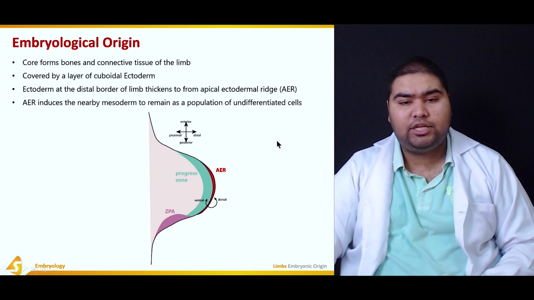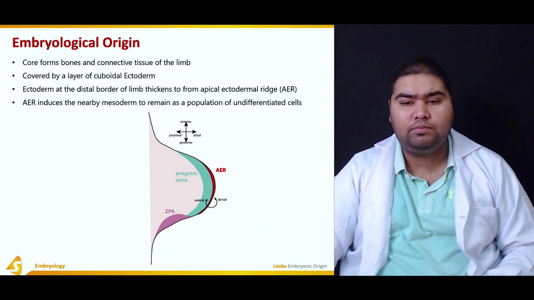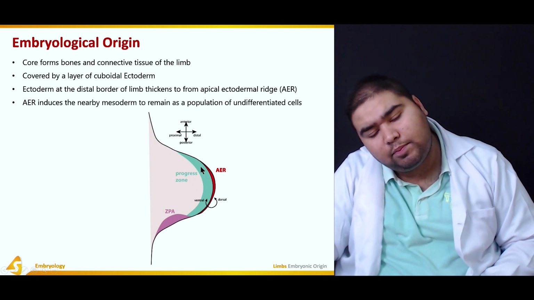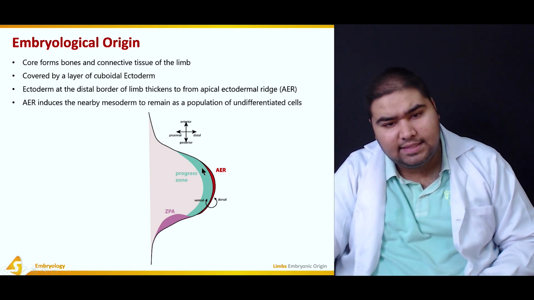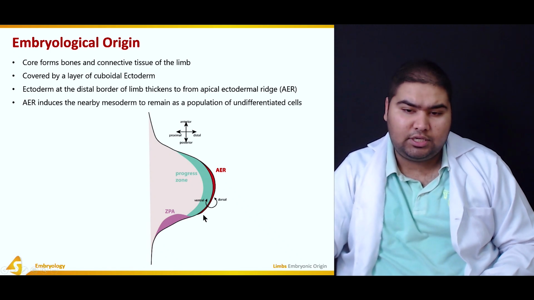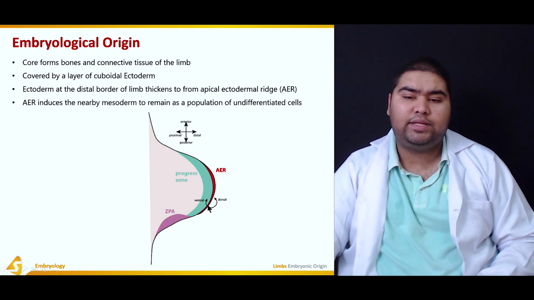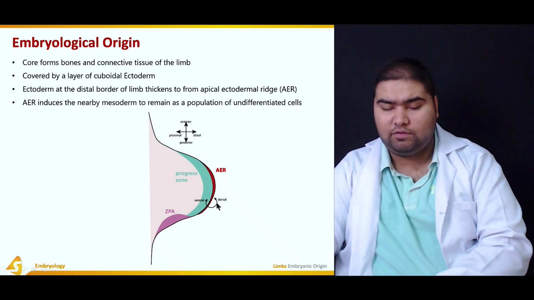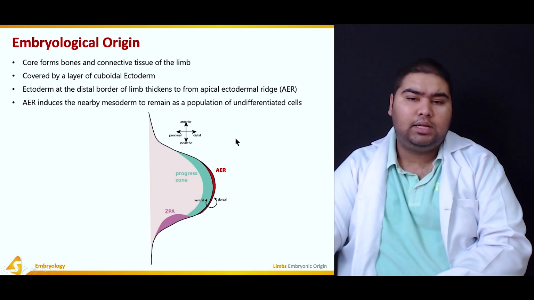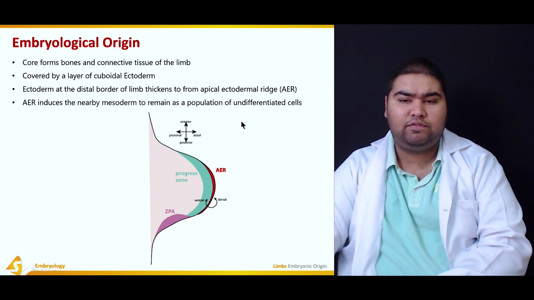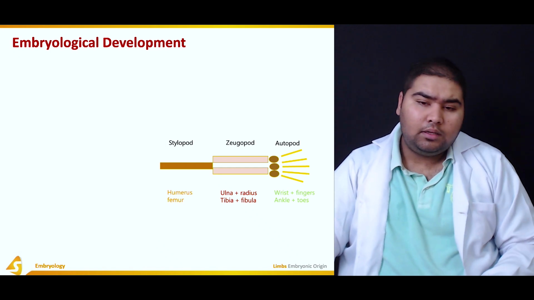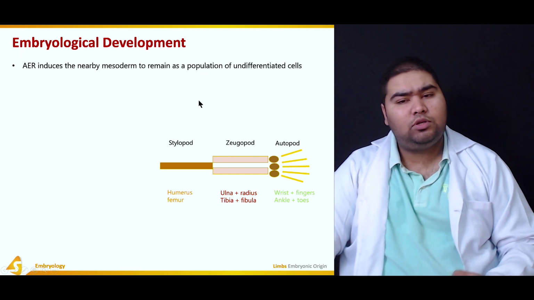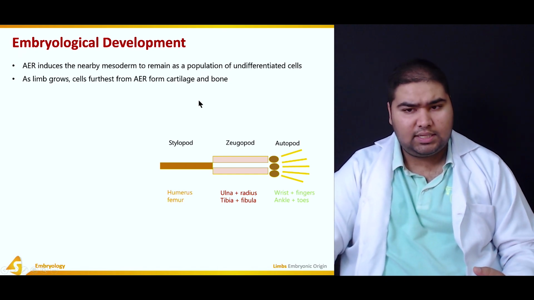The apical ectodermal ridge induces the nearby mesoderm to remain as a population of undifferentiated cells. This is under the influence of the apical ectodermal ridge and helps in the progress of the limb.